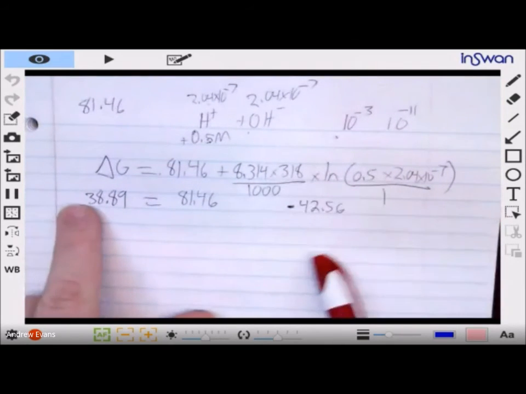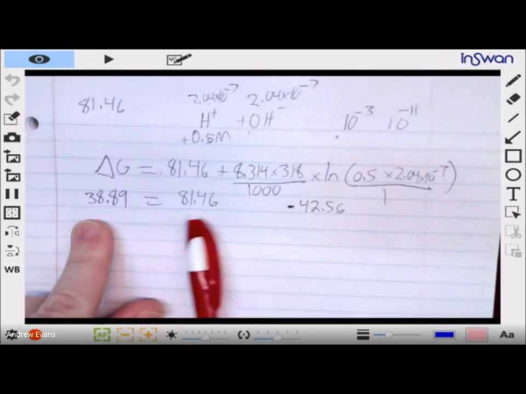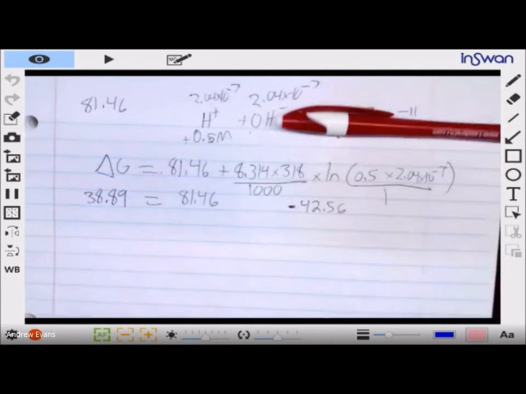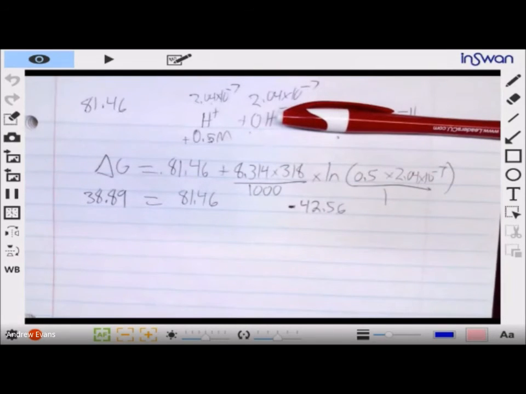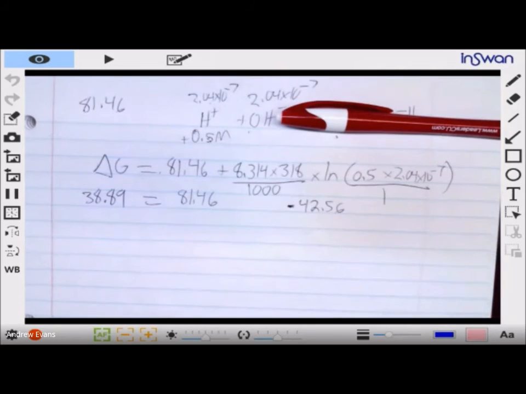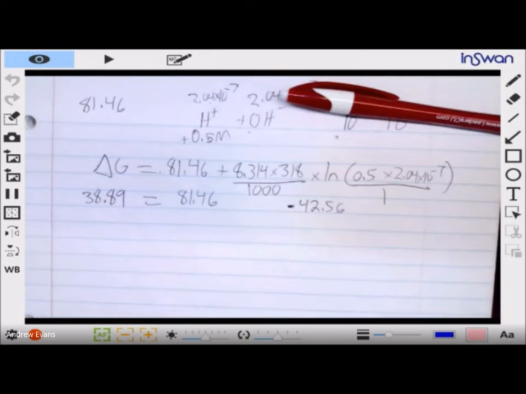Meaning, if we look at this versus our starting point, what does that tell us? It is wholly out of balance, and it really wants to shift back towards equilibrium.